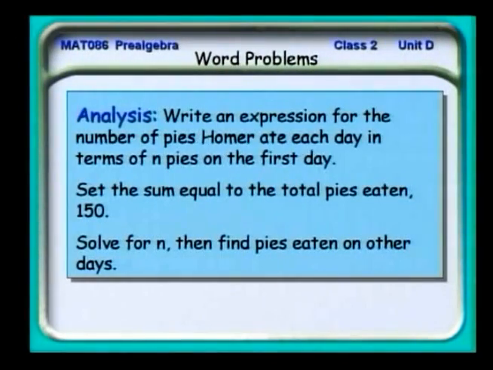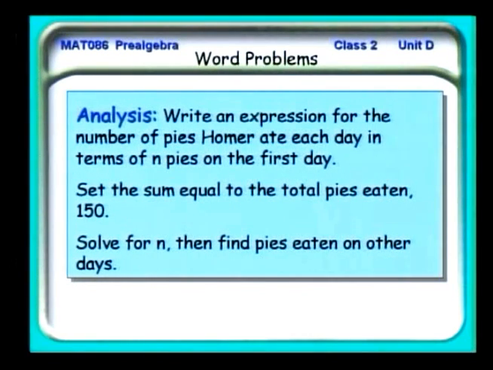So we need to analyze this. We write an expression for the number of pies Homer ate each day in terms of the n pies and add them together and set them equal to 150. Then we solve for n, and from there we can find out how many pies were eaten after the first day.